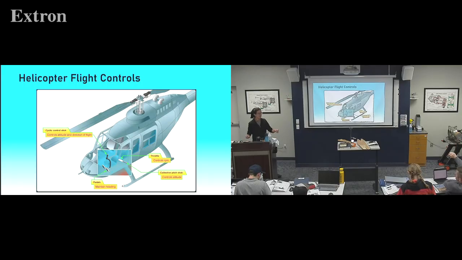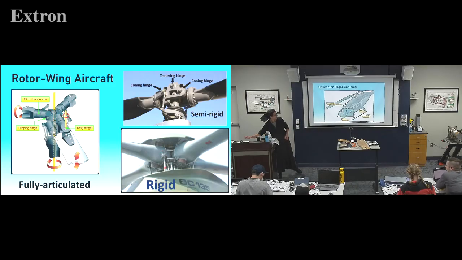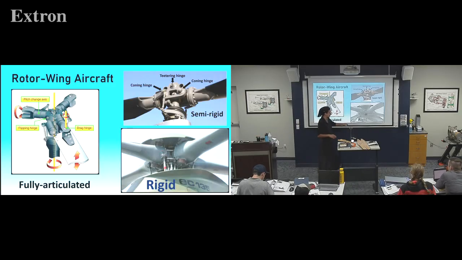Can you restate the rigid rotor blades? Yes. Rigid, they only change blade angle. Semi-rigid, they wave hello and change blade angle. Fully articulated, they change blade angle and wave hello.